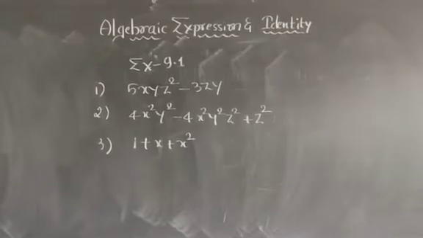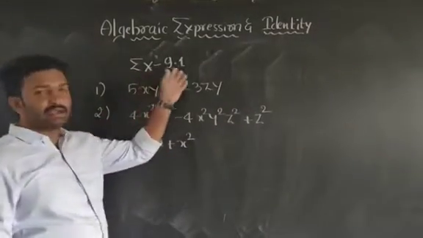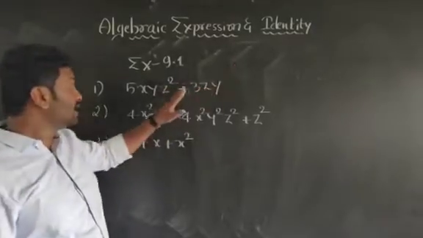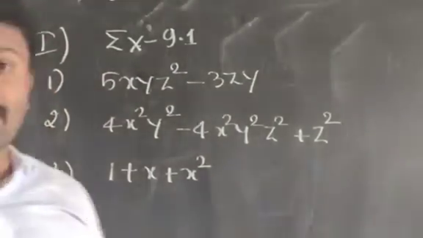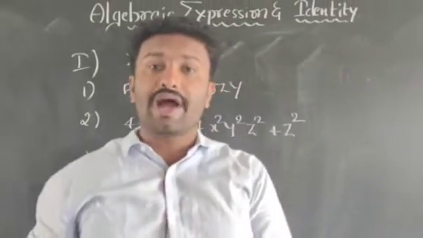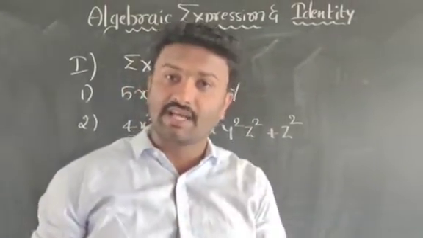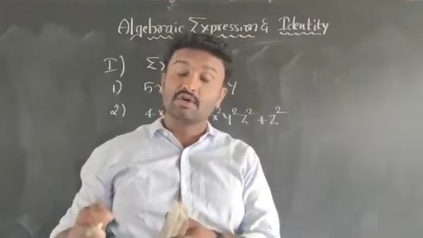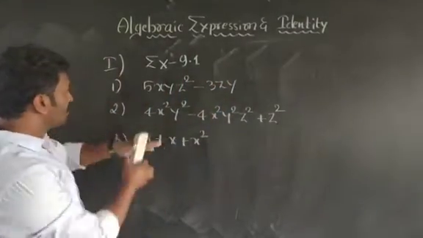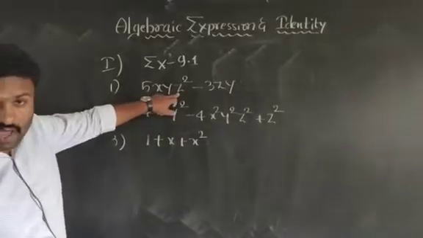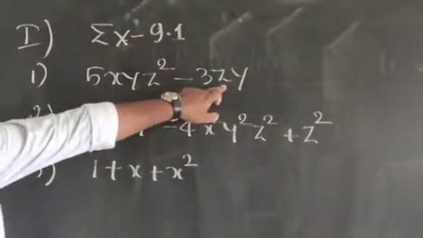Okay, now we'll go to exercise 9.1. What is there in the first main 9.1? We just have to identify how many terms are there in the expression and the coefficients of the terms. First one, 5xyz square minus 3zy.